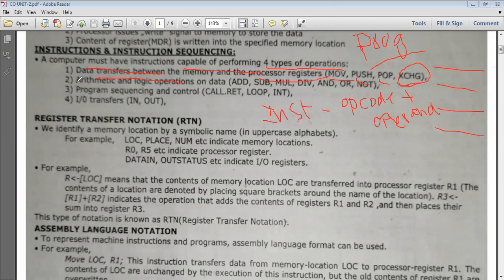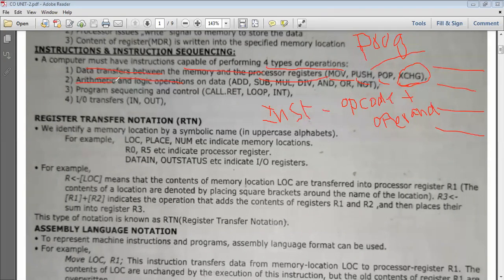The next one is arithmetic and logical operations. Arithmetic operations, we have learned many times: addition, subtraction, multiplication, and division. Logical operations mean AND, OR, NOT. These are also operations performed in the computer.